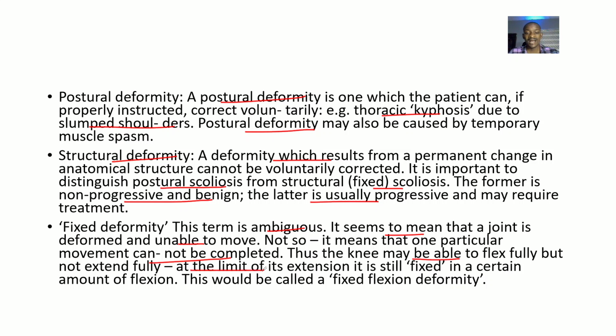At the limit of its extension, it's still fixed in a certain amount of flexion. So this would be called a fixed flexion deformity, if you are going to put it properly. Fixed deformity is more like you can do one movement, but you cannot do the other movement completely. That's why they say complete.